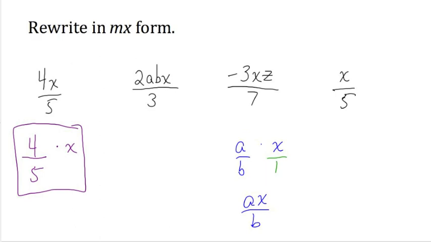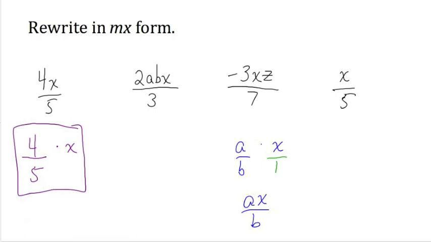Now you can always check it by multiplying and making sure that you get what you should get. So I could rewrite this 4/5 times x and write everything as a fraction by putting it over 1. 4 times x is 4x, and 5 times 1 is 5. Sure enough, I got the same thing that I started with.